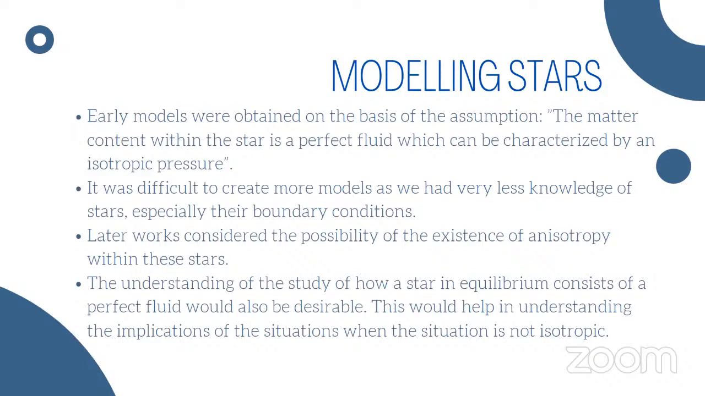Modeling of stars. Earlier studies, done before relativity, assumed that the matter content within a star is a perfect fluid, which can be characterized by an isotropic pressure. However, we found it difficult to create more models as we had very little knowledge of the internal structure of a star, in particular how the gases are distributed. It was only under our basic assumptions that we were assuming them. And it was more difficult to find out the behavior of the gases, especially at the boundary conditions.